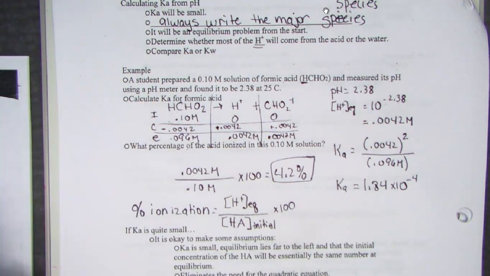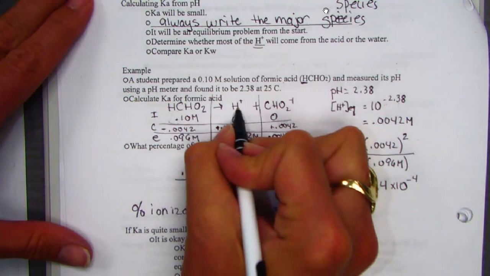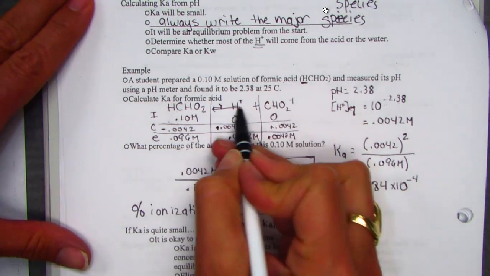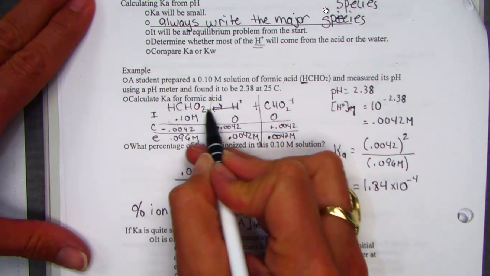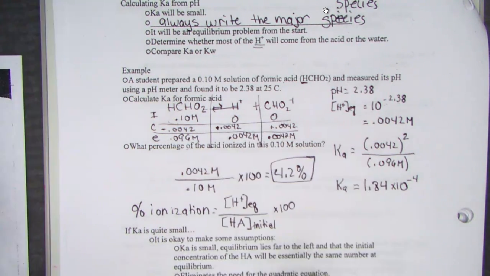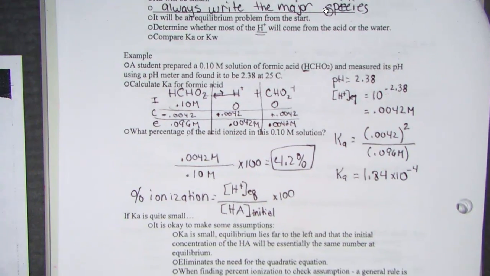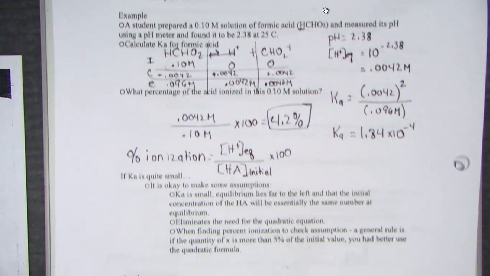That's a pretty small ionization arrow. What we're referring to is the vast majority of our equilibrium is lying to the left. About 4% of the molecules have ionized to give us H+ and CHO2 negative.